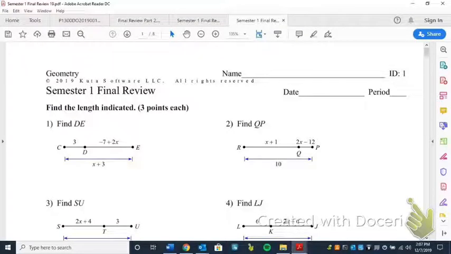Okay, geometry class. This is the semester one final review. I'm going to go over probably about the first half of this. There's 2 parts to it, as you can see. I also really want you guys continuing to work on those proofs that I gave you on Friday. Anyway, so semester one final review.